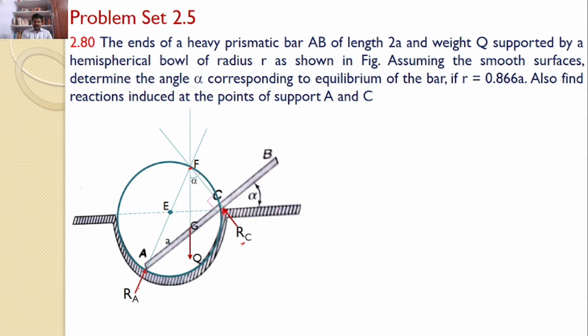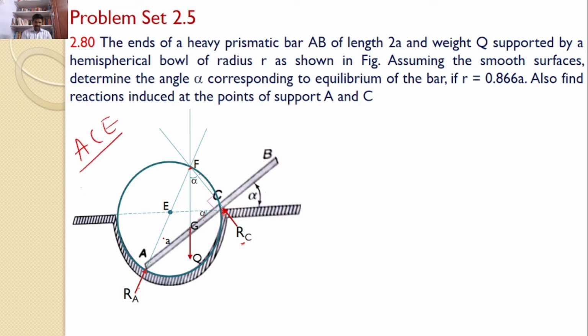And this FG is vertical. Hence, since the angle between these two is alpha, their perpendicular angle must also be equal to alpha. Hence, this angle must be equal to alpha. Next, clearly we can see this line makes an angle alpha because opposite sides are the same. So this angle must be equal to alpha because opposite angles are equal.